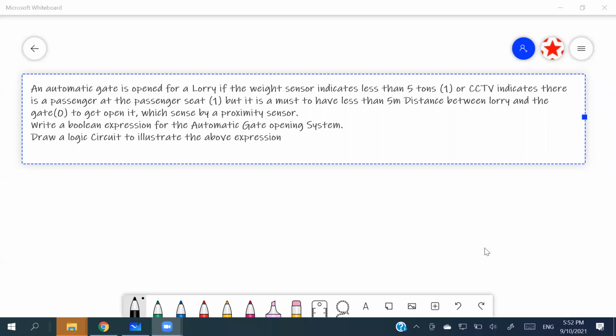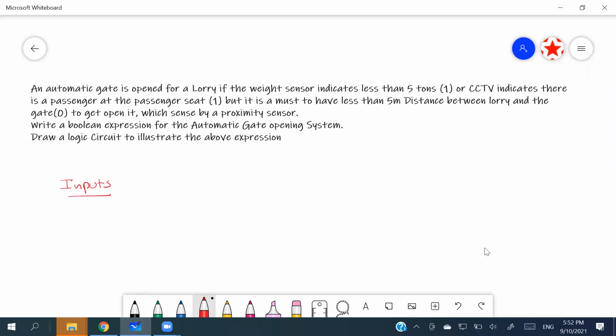So in this case, as we discussed earlier last week, we have to clarify what the inputs and outputs are. So it is very easy for us to generate the expression and then draw the logic circuit, right? So let's see how we are going to go through this. First, I'm going to write about the inputs. Right, so what are the inputs going to be?